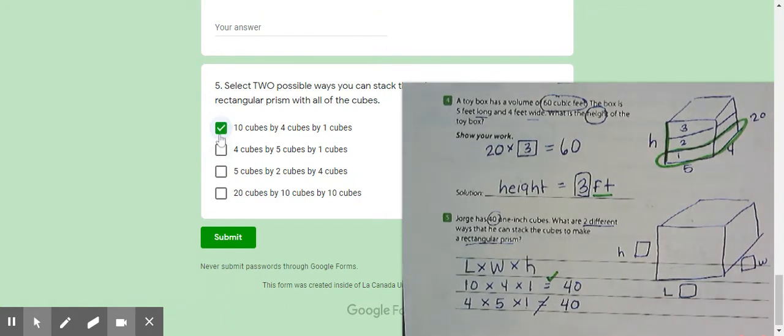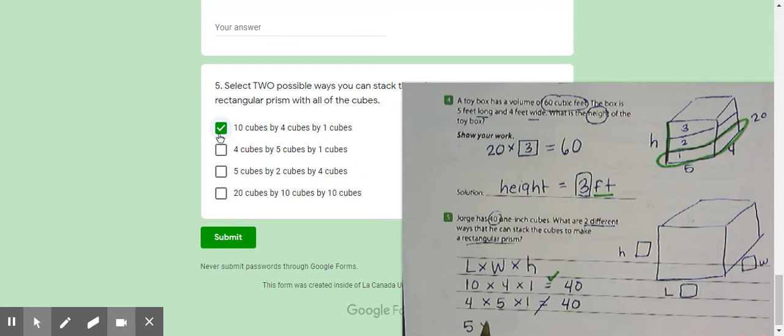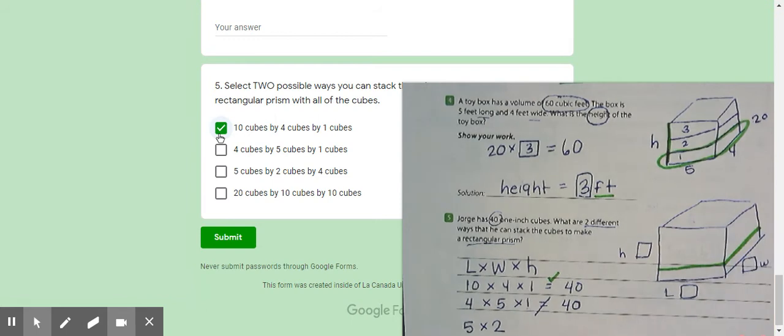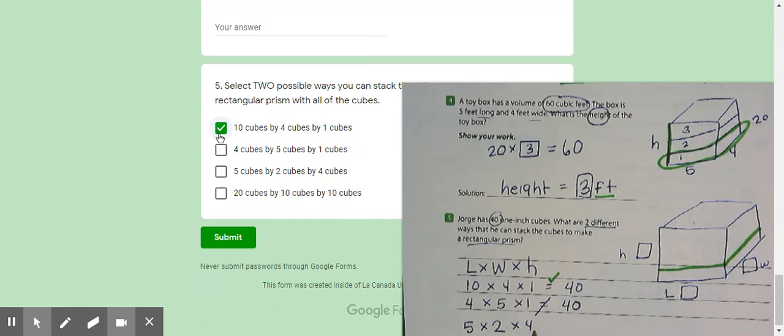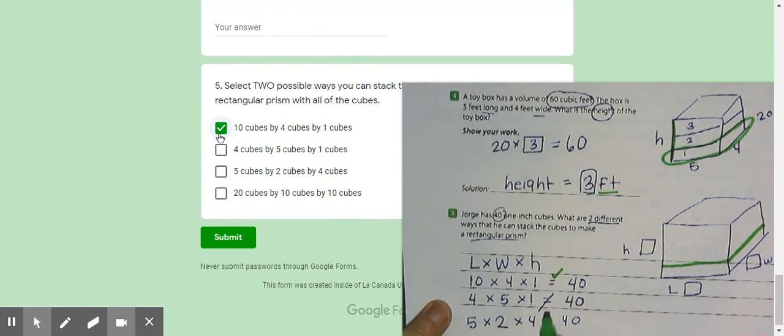So let's take a look at the next one. A 5 by 2 by 4. 5 by 2 means your base layer would be 10. And if you had 4 layers of 10, that would be 10, 20, 30, 40. So this one does check out.